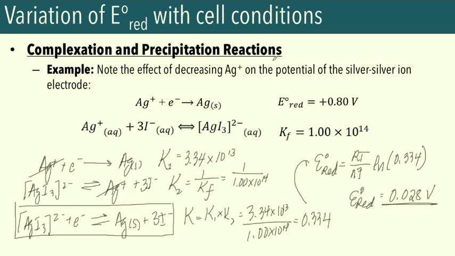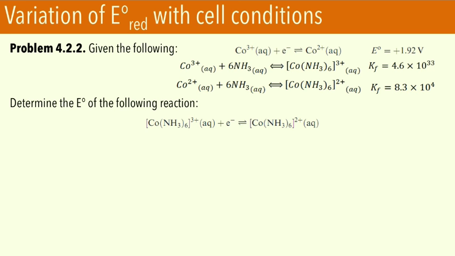Okay, so this is due to the fact that we decrease the concentration of our silver ions by complexing it with iodide. So with this in mind, we could calculate the standard reduction potential for other types of half reactions. So for example, in this problem over here, we want to determine the standard reduction potential of this reaction given the following information over here.